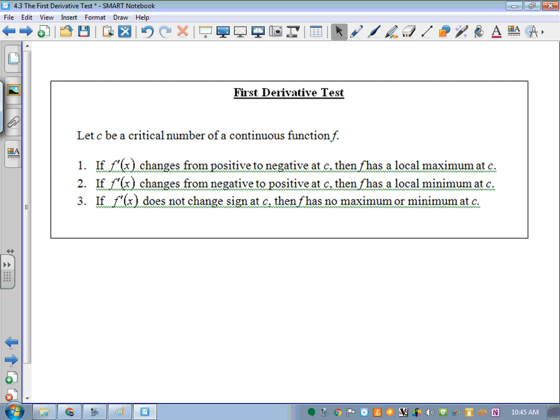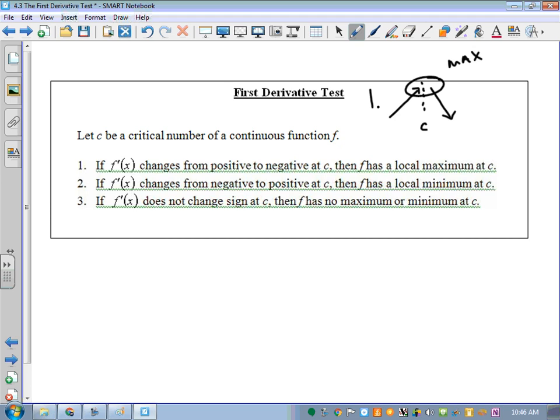It says that if f prime of x changes from positive to negative at c, and it should say kind of over c, I think, then f has a local maximum at c. What that looks like graphically for number one here is that if f prime of x is positive, the function is increasing, and then at c, it changes to decreasing. Well, if we thought about a graph, that right there would be a maximum point because it's the highest relative to others.